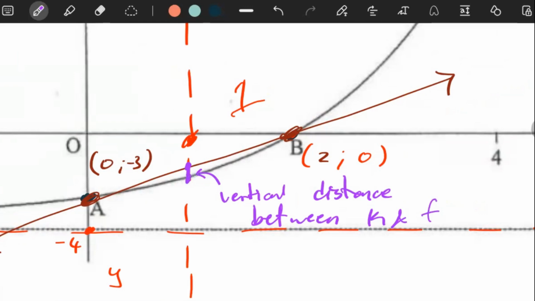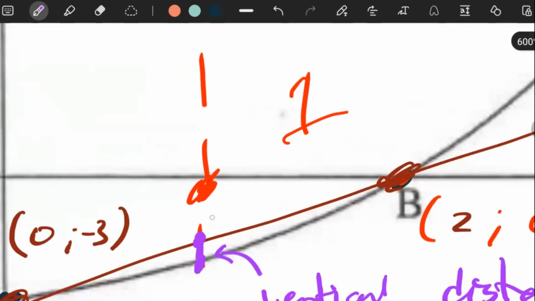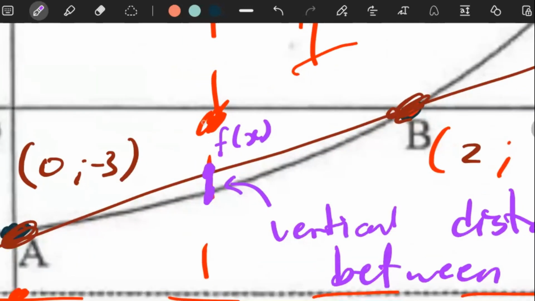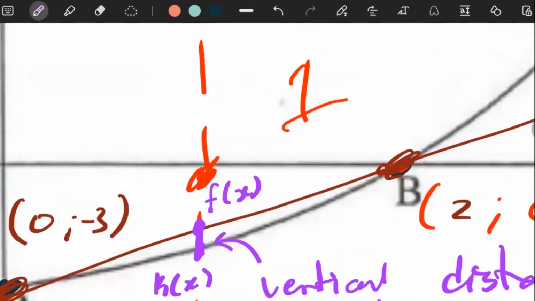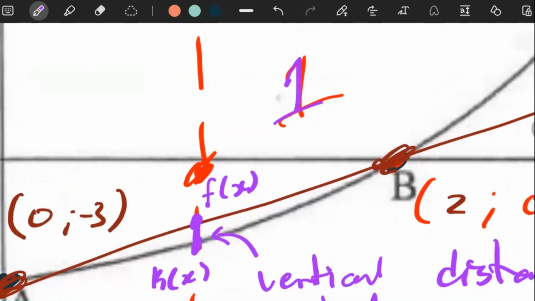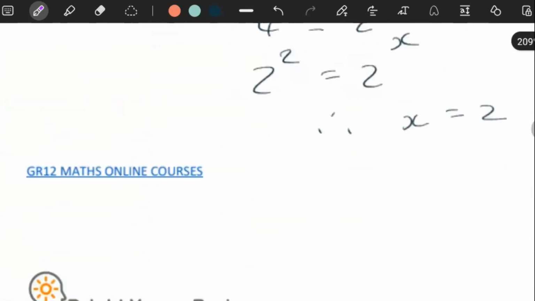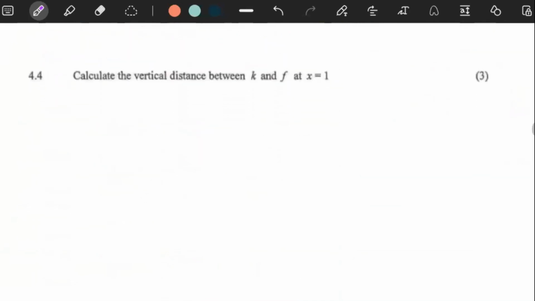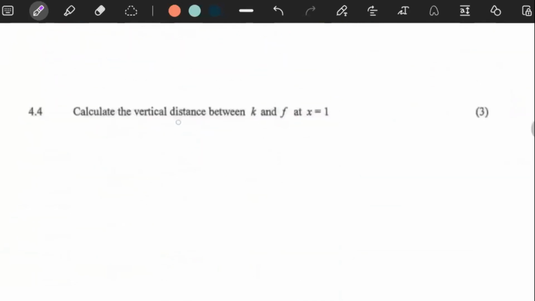So to get that distance, all you have to do is take the equation of f(x), and then subtract the equation of k(x). That's literally all you have to do. And then in that equation, you have to put your x value as 1. So simply put, it doesn't matter which one you start with, but let's start with the one on top: the equation of f(x) minus the equation of k(x), right? That's what we want. That's our vertical distance.